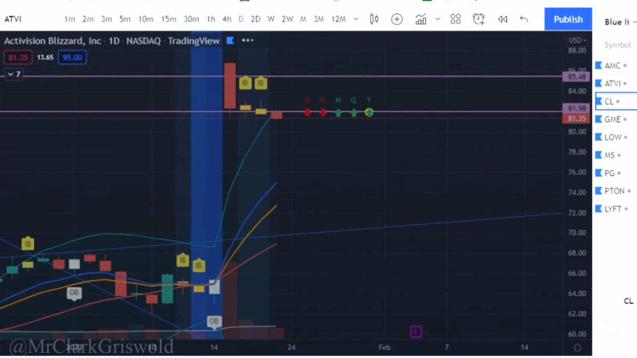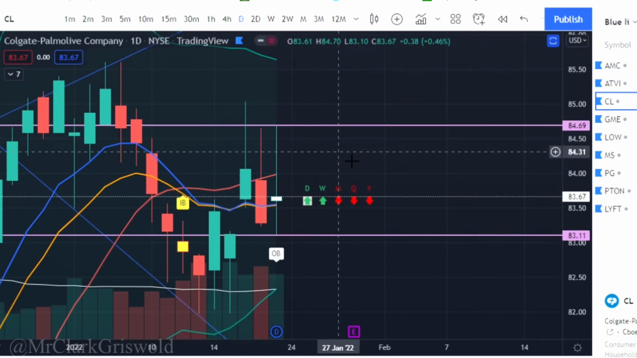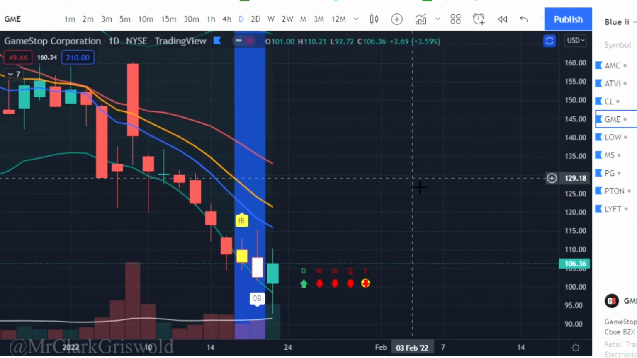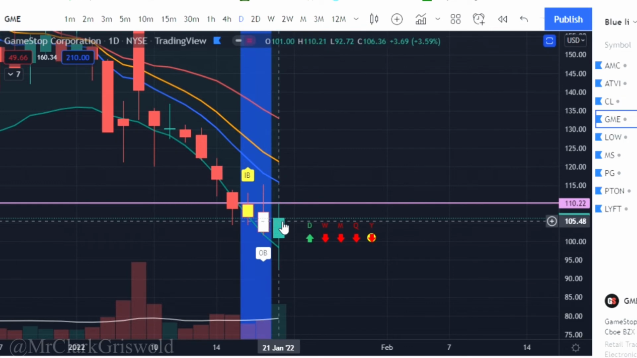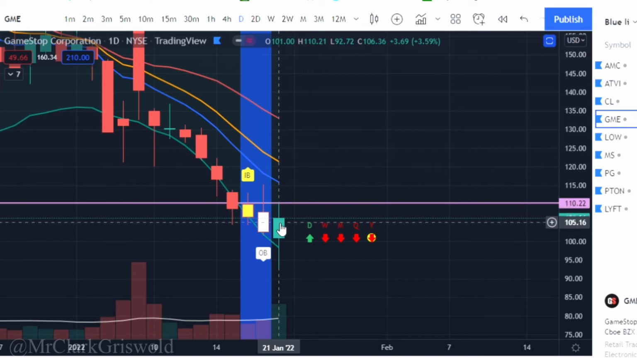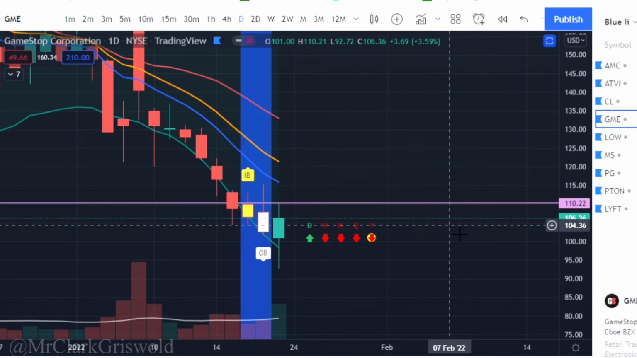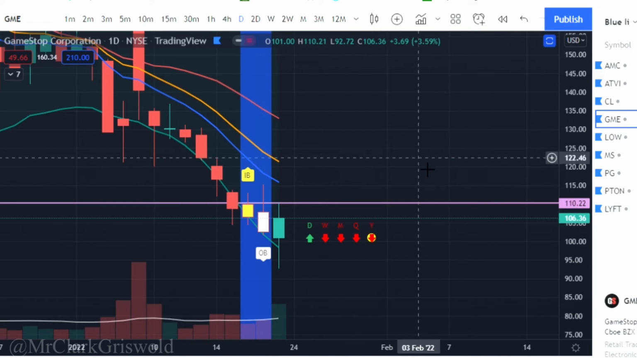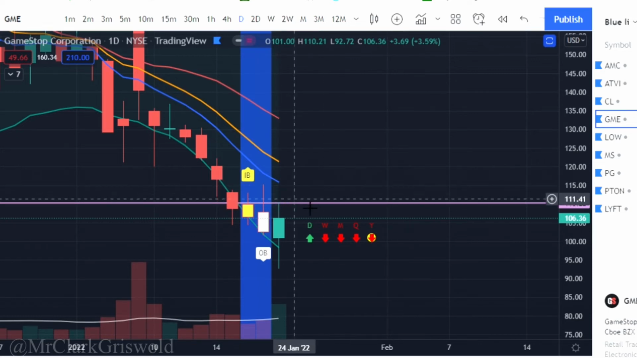Next up, CL, Colgate Palmolive Company. We have an outside bar, so we break 84.69, we are going long. 83.11, we're going short and buying puts. GME, we have a 1-3 2 down green. So I'd be looking for a reversal based on this being a 2 down bar but being green. And if we break 110.22, we are buying calls and looking for this to make a higher high from this point.